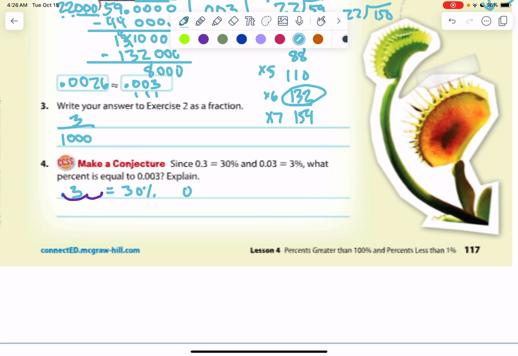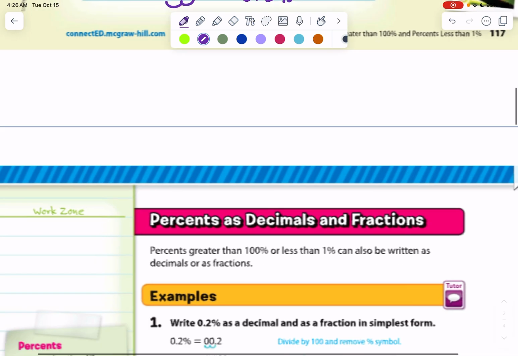And since 3 hundredths, move the decimal, is equal to 3%, what is 3 thousandths equal to? Well, let's move the decimal. 1, 2. It's equal to 0.3%. Does looking at the pattern help you to understand why we can have a decimal in a percent? I hope so. Let's move on.